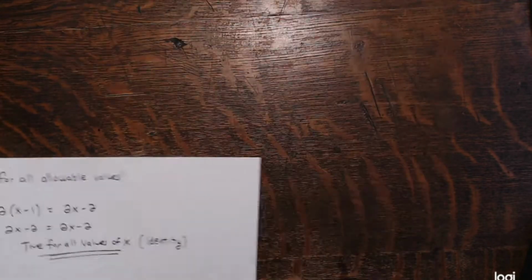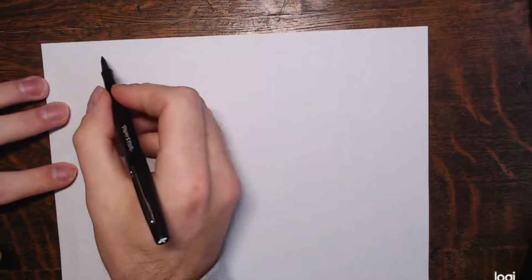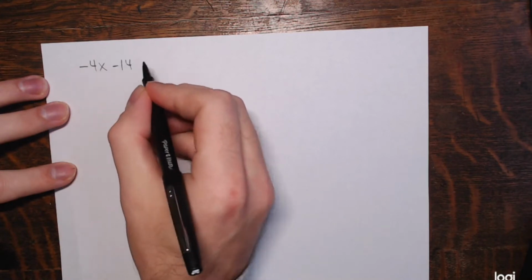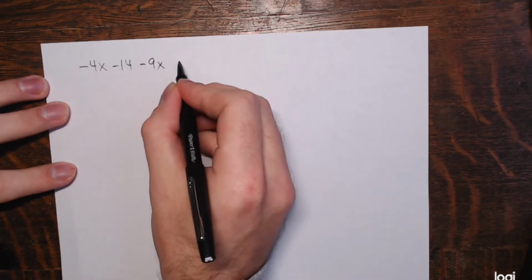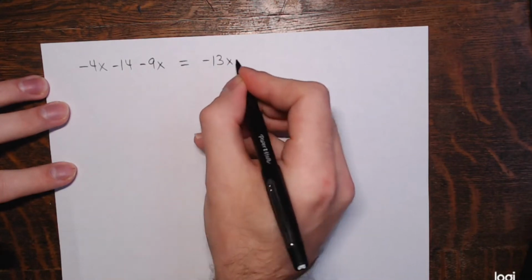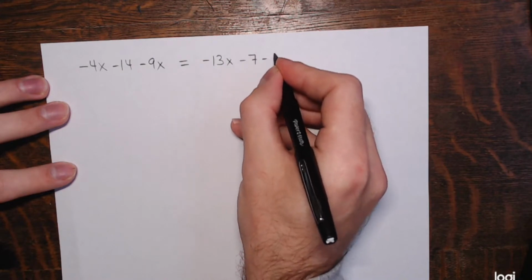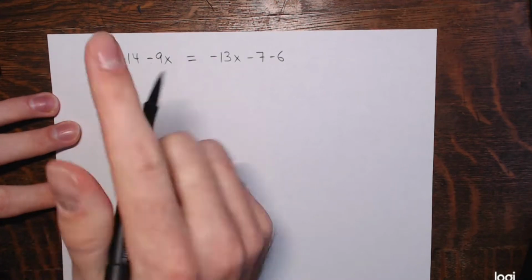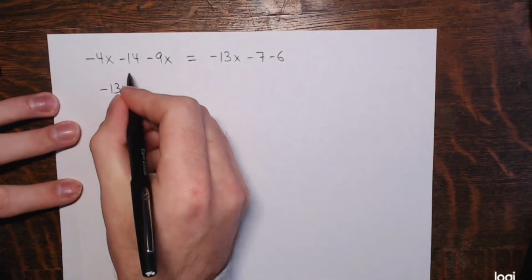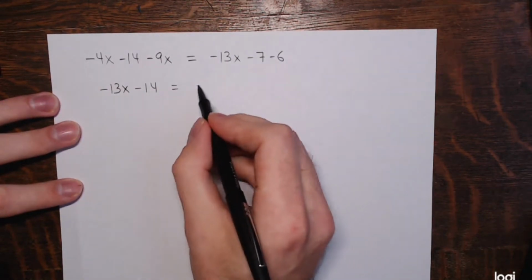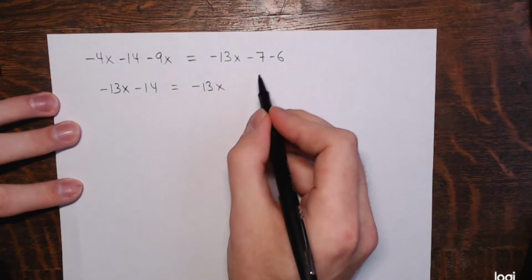Let's look at the example they're giving us. The equation is negative 4x minus 14 minus 9x on the left side equals negative 13x minus 7 minus 6. So I'll combine some like terms first here. You've got negative 4x minus 9x, that'd be negative 13x. And then you've got minus 14. Those are the terms on the left side. Right side, you have negative 13x, and then you have minus 13.